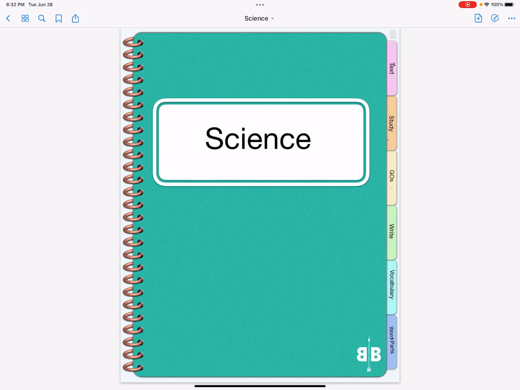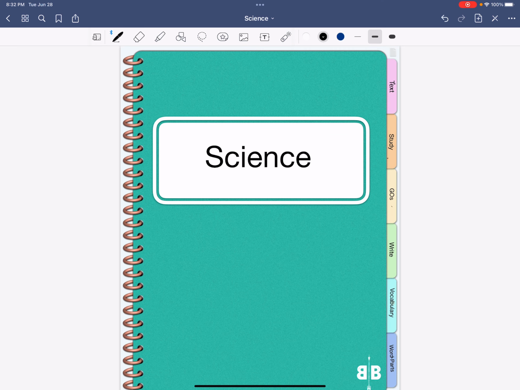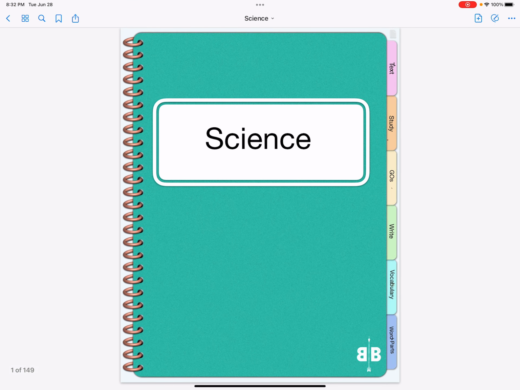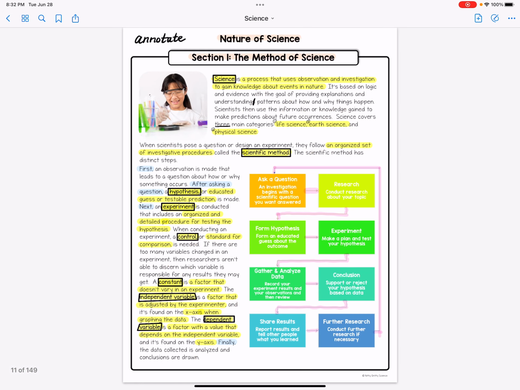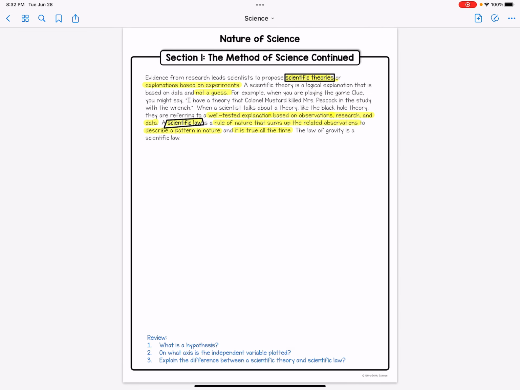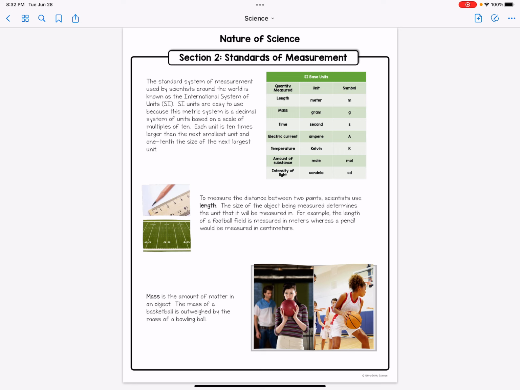In this video, I'm going to be looking in the text section of my notebook. We are looking at Chapter 1, Lesson 2. It's called The Nature of Science, Standards of Measurement. So if you need to stop the video to find your page, remember you can always stop the video.